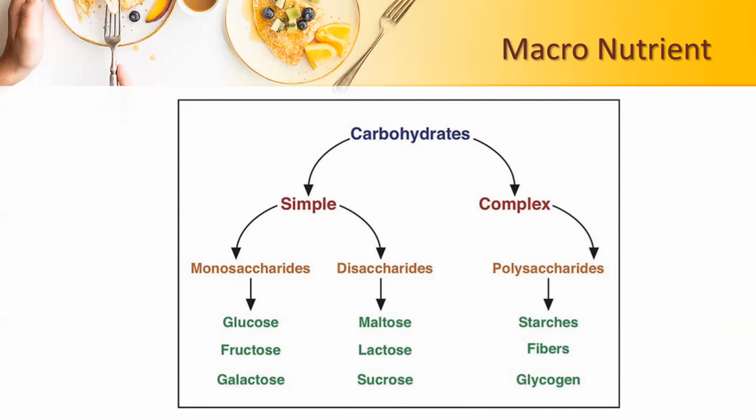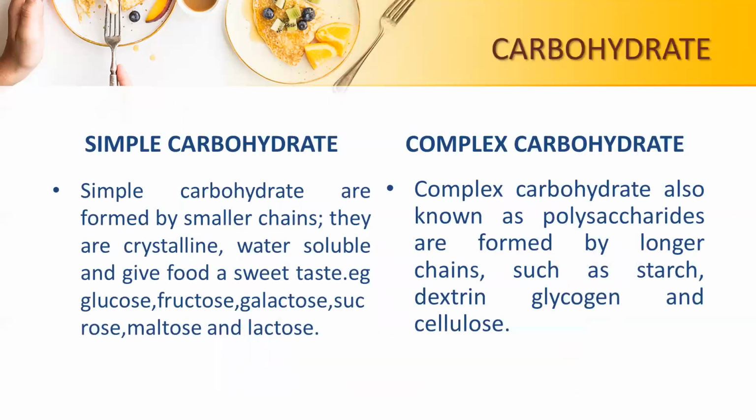Simple carbohydrates are formed by a smaller chain. They are crystalline, water soluble, and give food a sweet taste. Examples: glucose, fructose, and lactose. And complex carbohydrates, also known as polysaccharides, are formed by longer chains such as starch, dextrin, glycogen, and cellulose. Simple carbohydrates are formed by smaller chains, as I told you earlier: glucose, fructose, galactose, sucrose, maltose, and lactose.